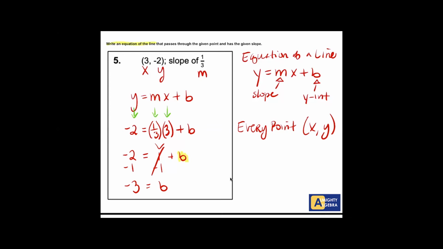Look back at the equation of a line. Every line is defined by a slope and a y-intercept. So when we write our final answer, I need a number here for the slope, and I need a number here for the y-intercept. So my final answer for number 5 is going to have a slope of 1/3 that was given in the problem, and we solve for the y-intercept, which is -3. My final answer, therefore, is y equals 1/3 x minus 3. The equation of a line that passes through (3, -2) and has a slope of 1/3 is going to be y equals 1/3 x minus 3.